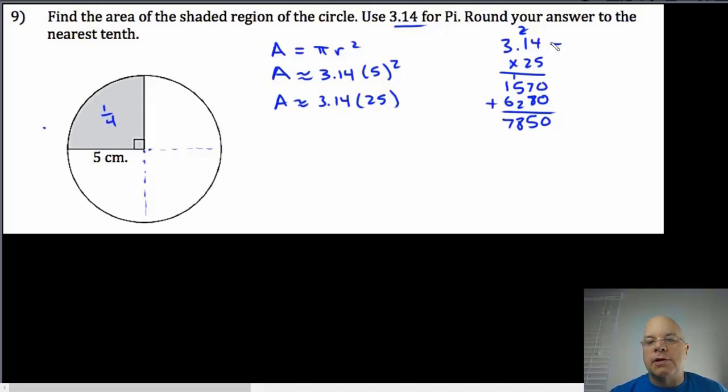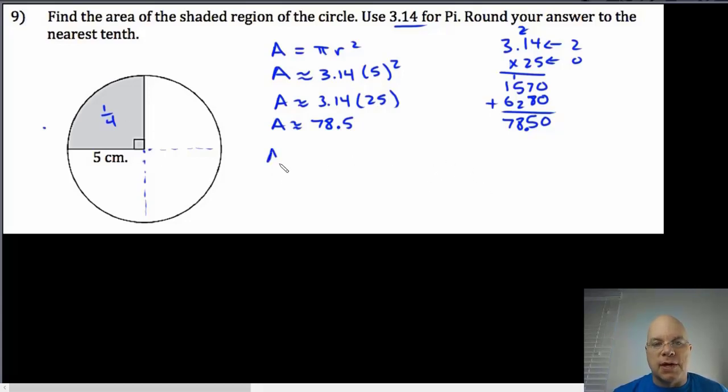I'm multiplying hundredths by wholes, so I have 2 decimal places here and no decimal places here. Hundredths multiplied by wholes are hundredths, so I should have 2 decimal places in my product. So 78.50, or just 78.5. But don't forget, we're not done yet. That's the area of the complete whole circle. We want 1/4 of that area.